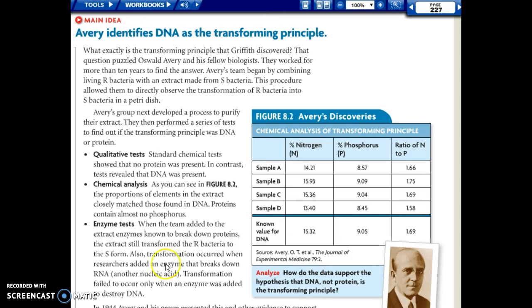However, when they broke apart the nucleic acids and mixed the two types of bacteria together, nothing happened. So this indicated that it had to have been DNA and not proteins, because when they broke down proteins, making them non-functional, transformation still occurred.